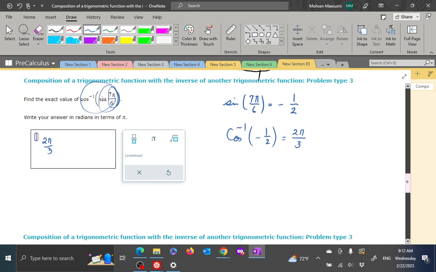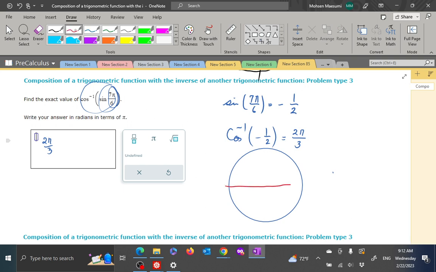How do we do this on a picture? So again, we draw a circle. Let me quickly draw the cosine axis and the sine axis. The angle is 7 pi over 6. Where is 7 pi over 6? Slightly more than pi, by pi over 6. So 7 pi over 6 is somewhere here.